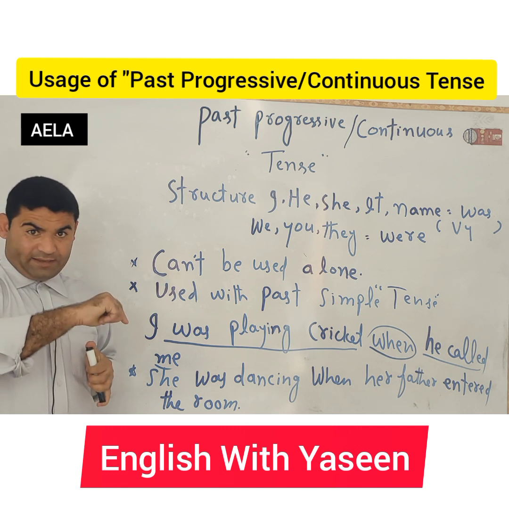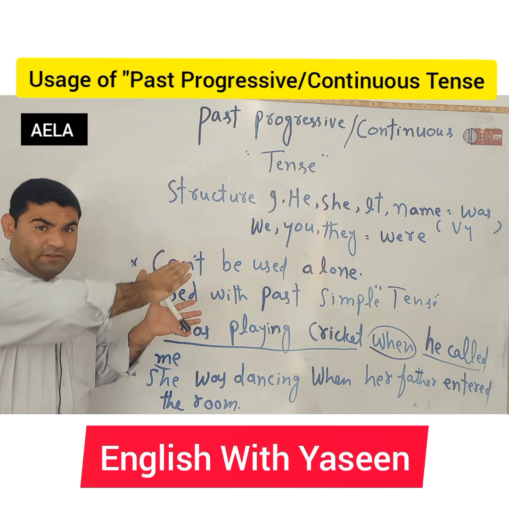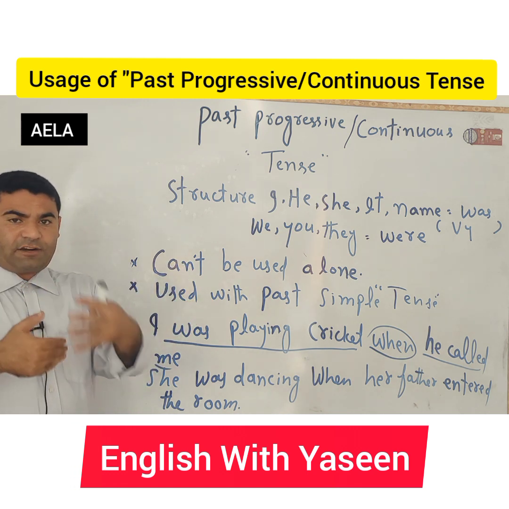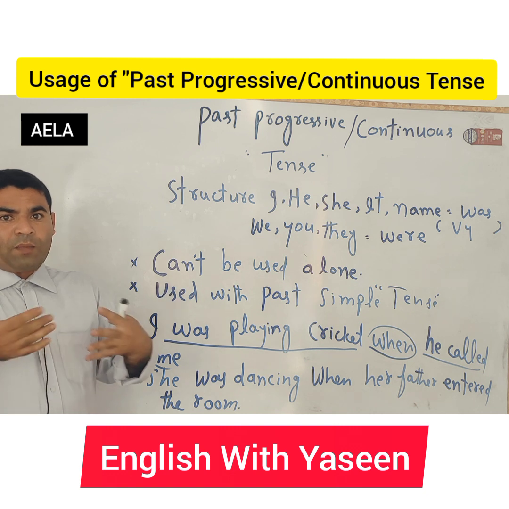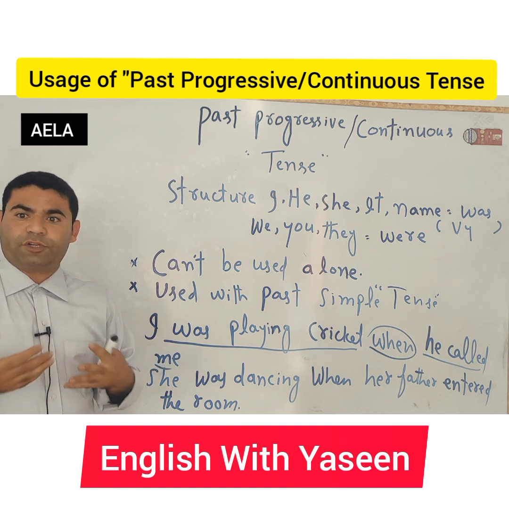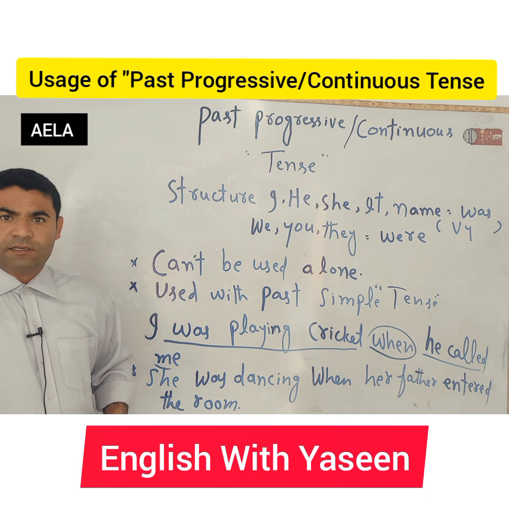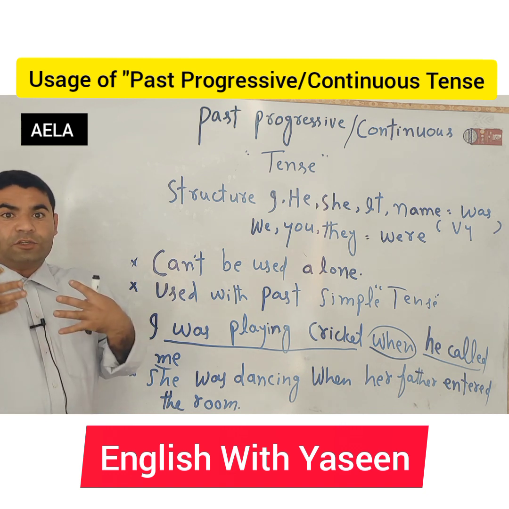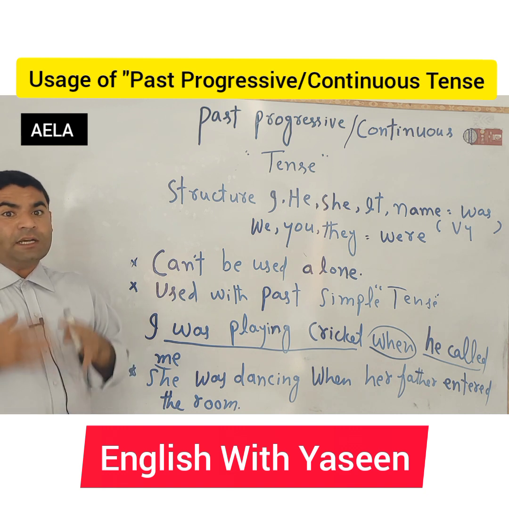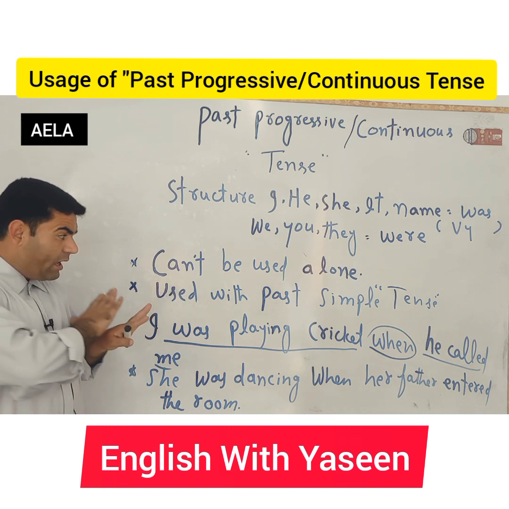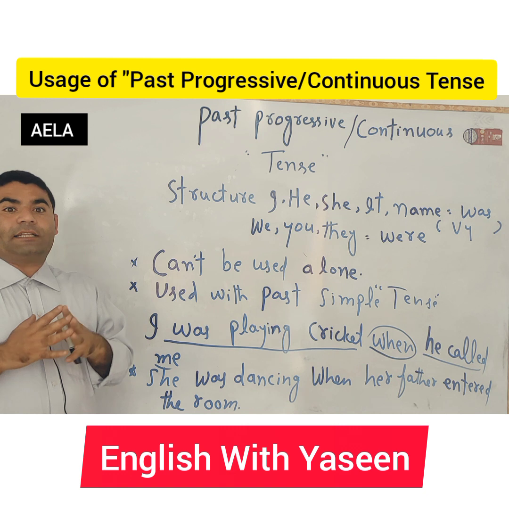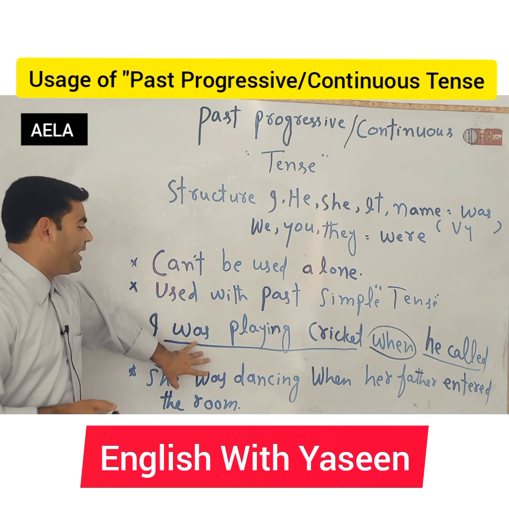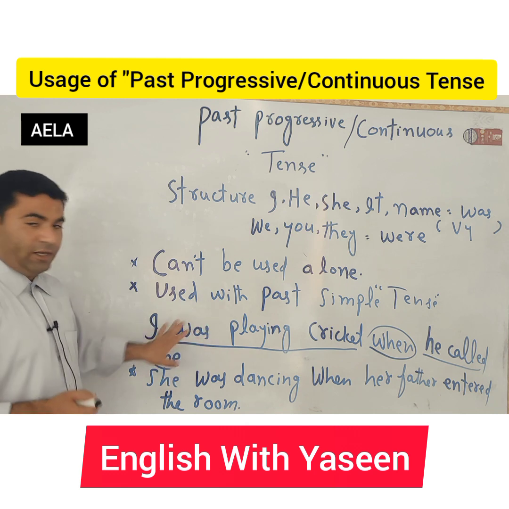As I said in the start of the video, you can say that it's the answer of a question. For example, I asked my student, what were you doing today? He says, sir, we were watching TV, or I was watching TV. So it can be the answer of a question. But if you are just speaking English and you haven't been asked a question, you can't use the past progressive tense alone.